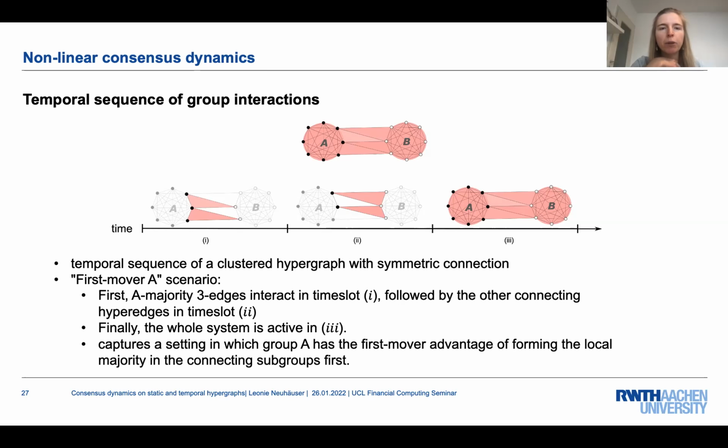Okay, I'm not sure if I understand the question right. In this scenario here, in the temporal case, I only updated it 3 times, so for exactly those 3 time slots that I showed there. But it's obviously a very synthetic example, which is just supposed to show what can happen if you have those extreme cases of just this first mover A scenario, for example. But you could obviously extend that to any kind of temporal hypergraph that you have.